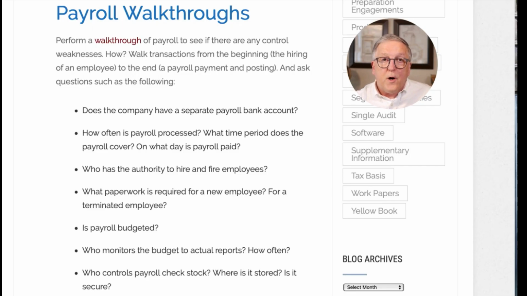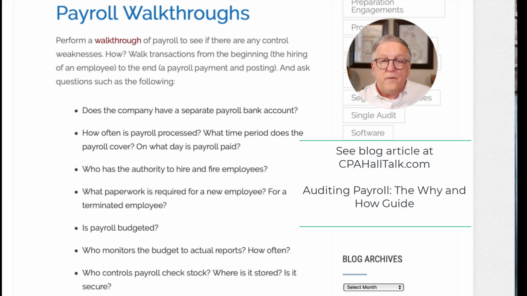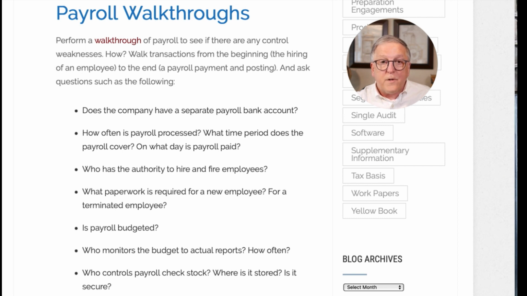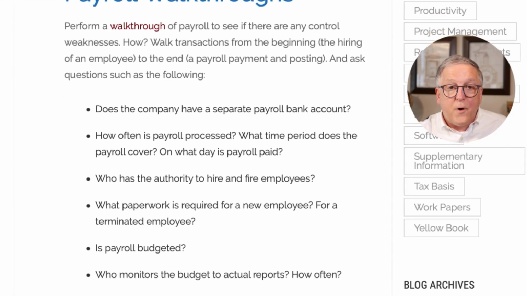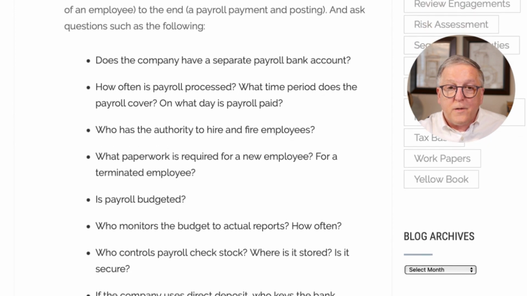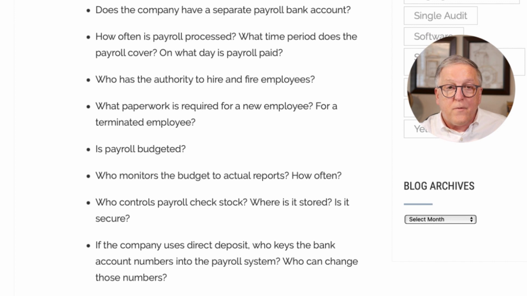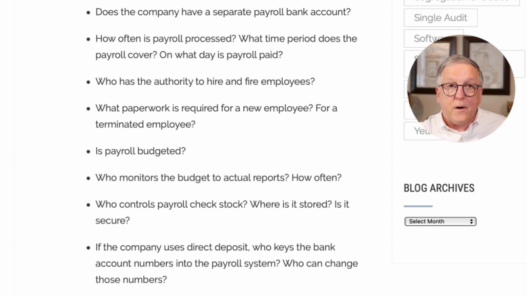Let's take a look at some of the questions that you might ask as you perform the payroll walkthrough, and you're going to see this in the article, but I've listed several questions here, such as, does the company have a separate payroll bank account? How often is payroll processed? What time period does the payroll cover? Who has the authority to hire and fire employees? What paperwork is required for a new employee? Is payroll budgeted? And this question is really important because the budget to actual reports can quite often tell you whether or not overpayments are occurring, and sometimes the overpayments are fraudulent.